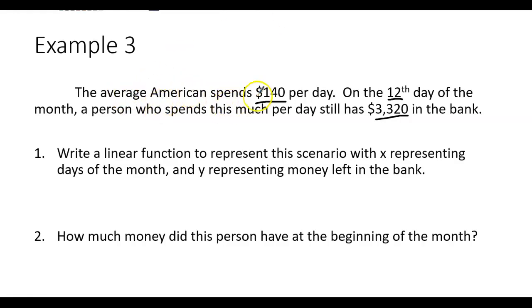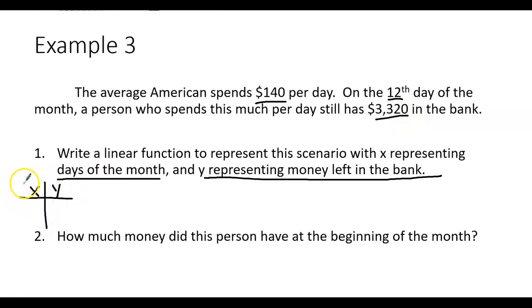All right, but let's go ahead and read it here. It says, the average American spends $140 per day. On the 12th day of the month, a person who spends this much per day still has this much money left in the bank. So the first thing they're asking is to write a linear function. They want x to represent the days of the month, and they want y to represent money that's left in the bank. Now, for these ones, we only have one x value and one y value. They tell us that x represents the month, and they tell us that y represents the money that's left in their bank account.